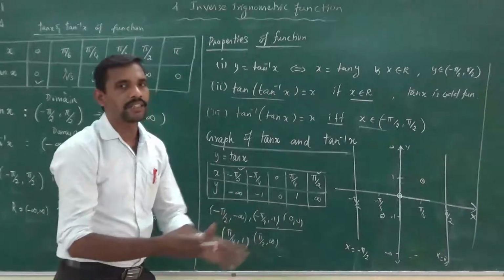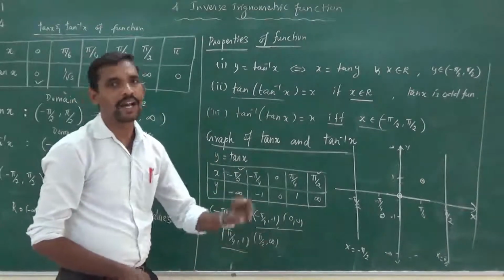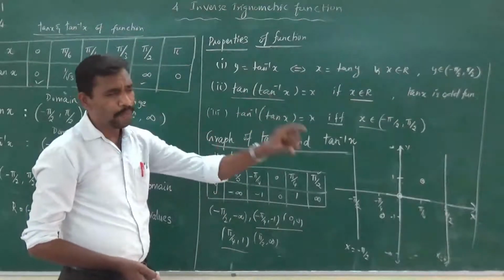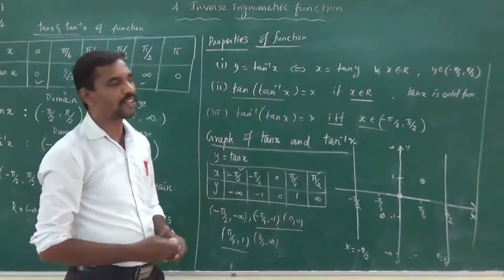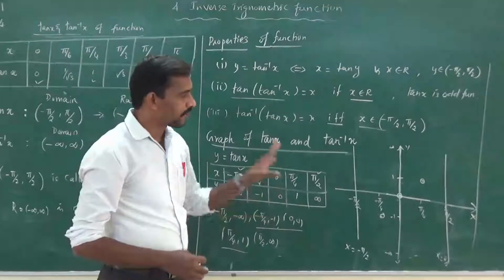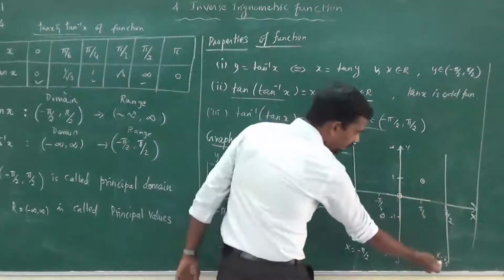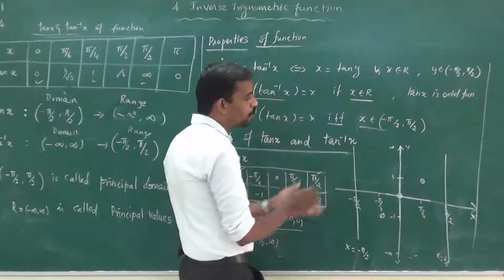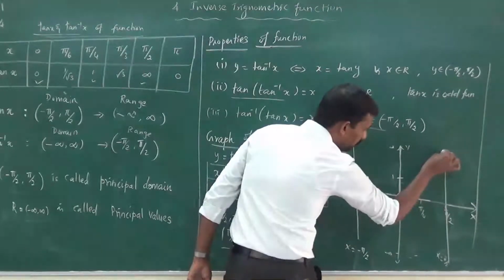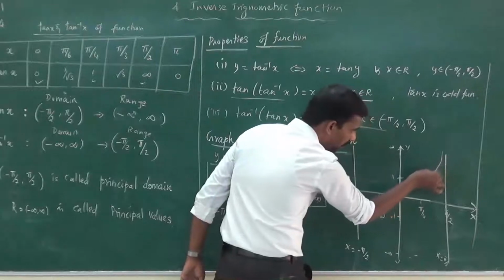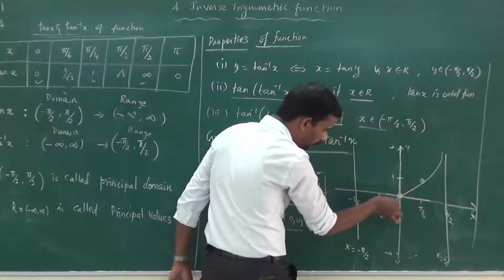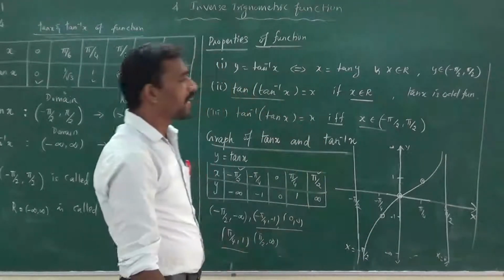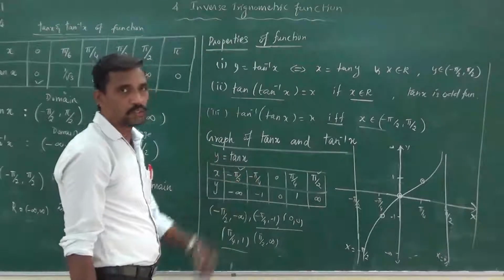Asymptote means tangent. The point of contact is at infinity. Asymptote means nothing but a tangent line, but we can't say this is a point of contact. We can't define the point of contact. Hence, the tangent line is nothing but asymptotic lines. So, x is equal to pi by 2 as well as x is equal to minus pi by 2 act as asymptotes of the function. Now, the graph will be like this. This is nothing but y is equal to tan x.